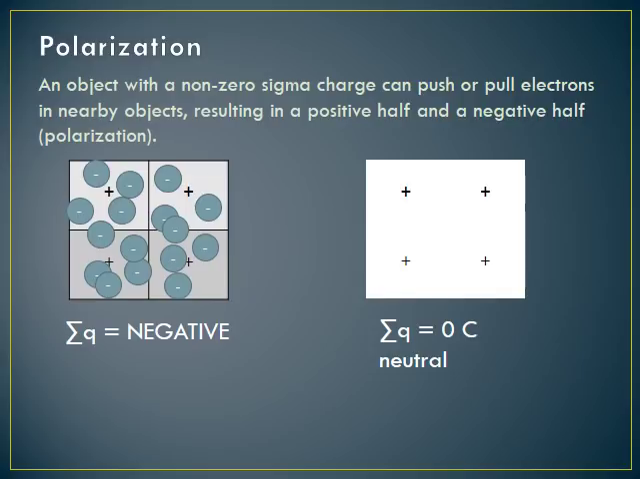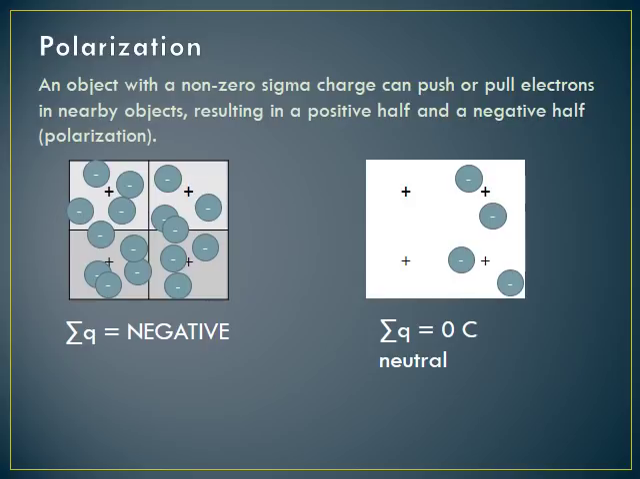So we have a really big negative sigma q. On the right, I'm going to have a neutral object. I'm going to make this a neutral conductor just to emphasize what's going on. Right now, I only have the 4 protons on there, but if I add my 4 electrons to make it neutral, you'll notice that those electrons are not randomly distributed in that object. They actually moved as far to the right as they possibly could.